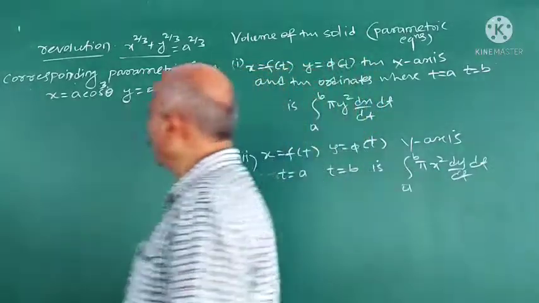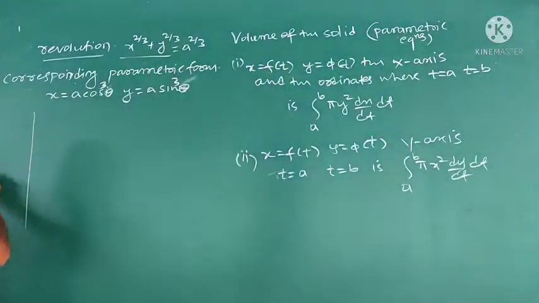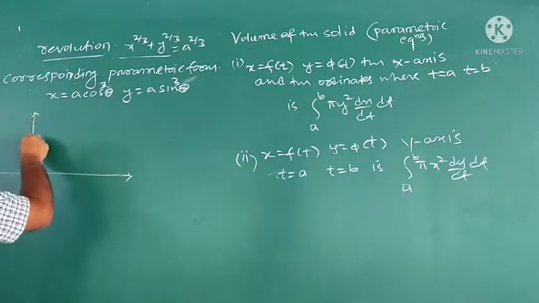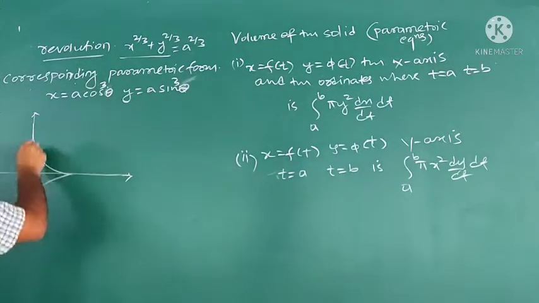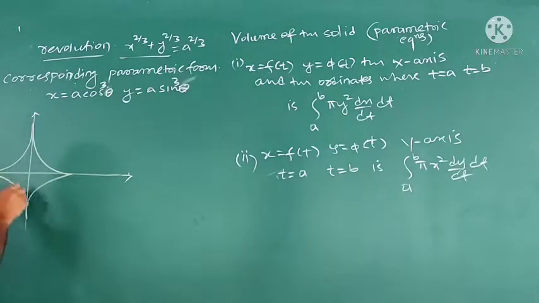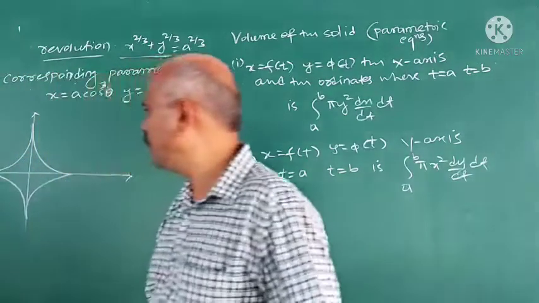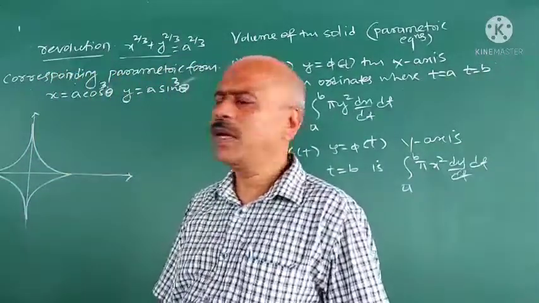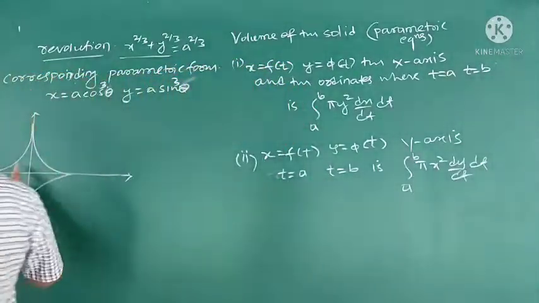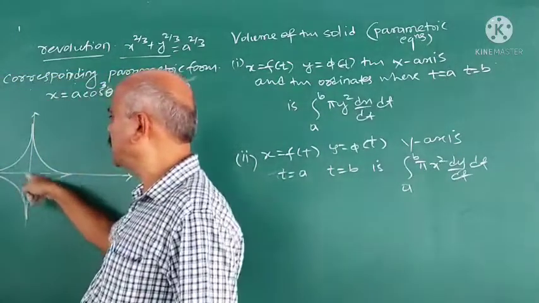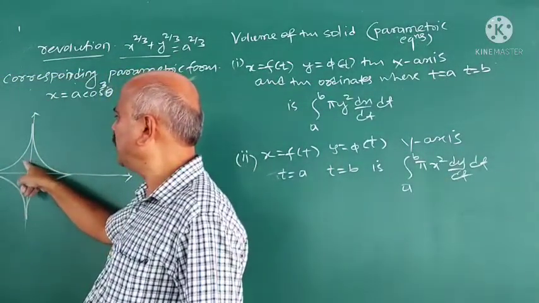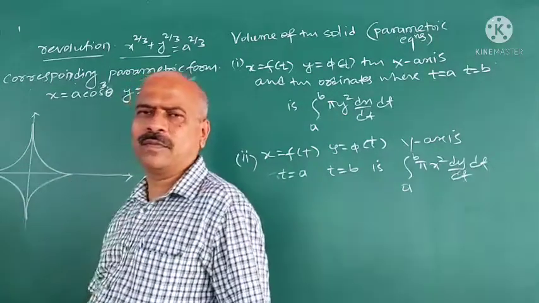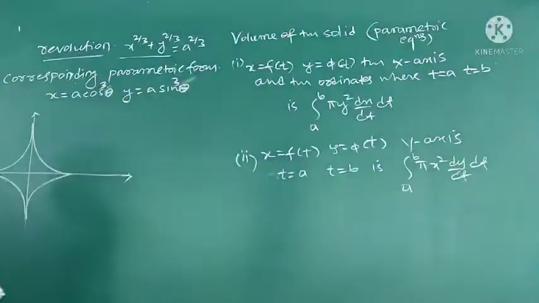Now, you know the shape of the asteroid. So for standard curves, the shape is very important. You should know the curve, then only the problem can be solved. This is the asteroid. It is symmetric about both the axes. Again, the volume obtained by revolving the complete asteroid is the same as the volume obtained by the revolution of only the area above the x-axis. Now we take the parameters corresponding to these points.